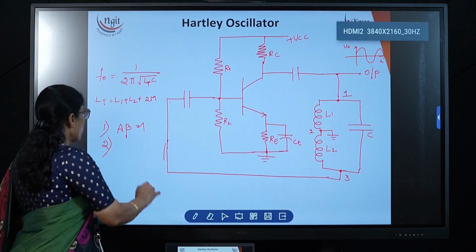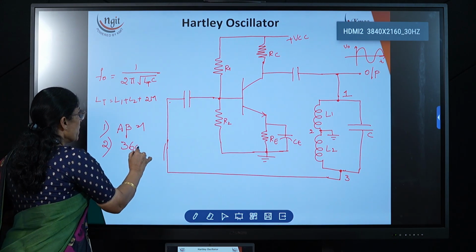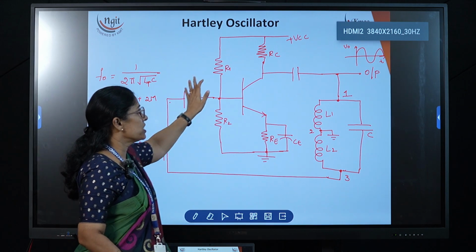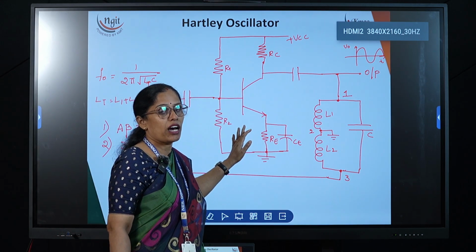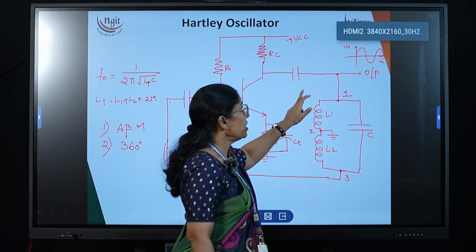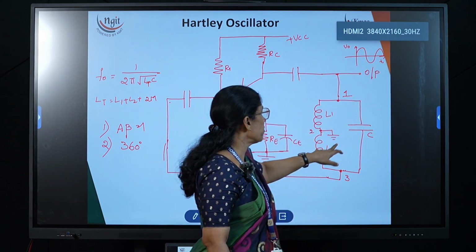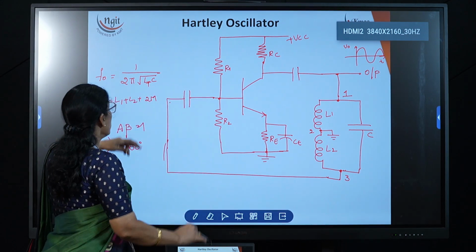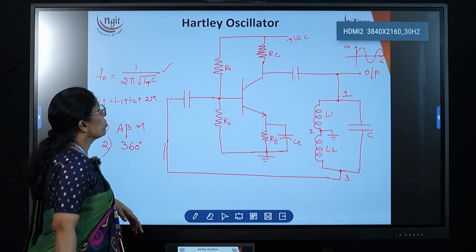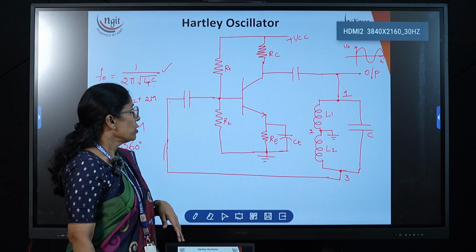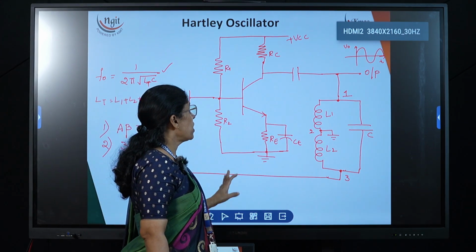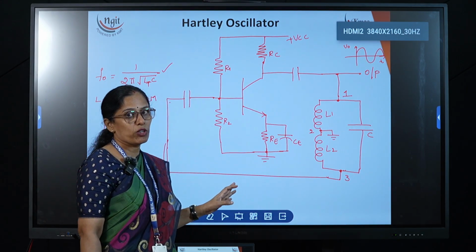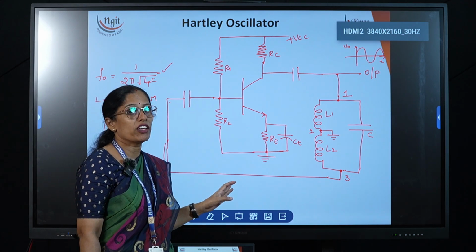So it is satisfying the two conditions, thereby this electronic circuit acts as an oscillator and it will set up the oscillations, and the frequency of this oscillation depends on this tank circuit values. Now here this is the frequency. So this is about the Hartley oscillator. We use these LC oscillators to produce the high frequencies.